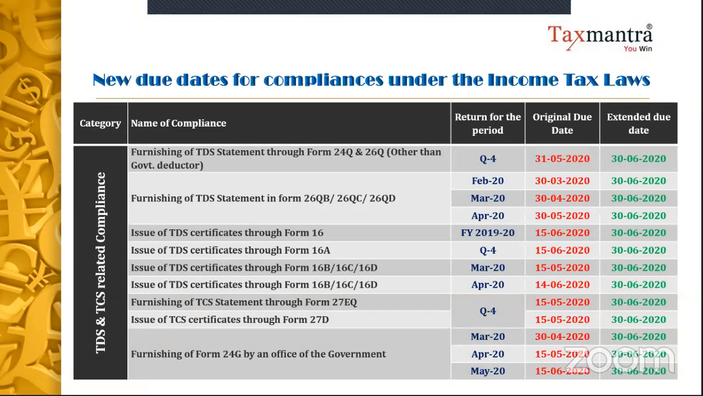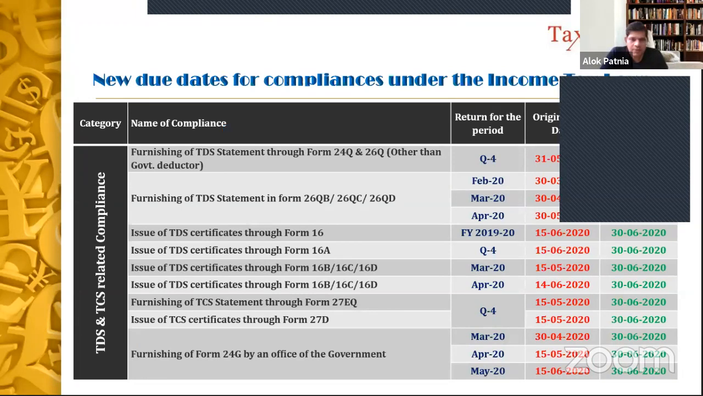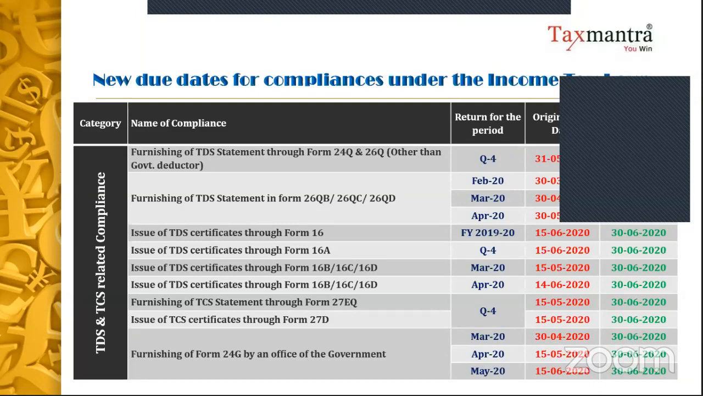Now coming to the next section, the TDS certificate. Robin, please also explain what 26QB and 26QC are to our attendees. Form 26QB is TDS on sale of property. Any tax deductor deducting tax on sale of property needs to furnish the TDS return through Form 26QB. If any tax deductor has deducted TDS on rent, then it will be covered in Form 26QC.